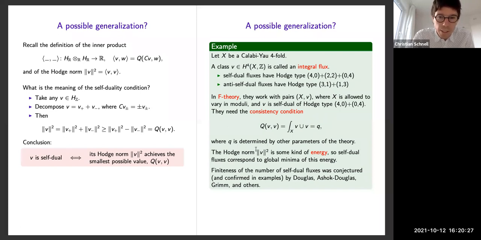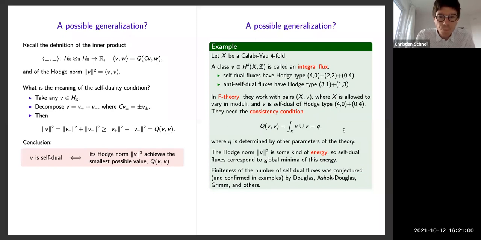It appears that the Hodge norm, this thing that's being minimized here, is some kind of energy. So when you look at a pair where the flux is self-dual, inside of some big space you're looking at points that achieve some kind of minimum of this energy. They think that for minimizing energy, the set where that happens should have some nice properties, and that's why they made all kinds of predictions about it.